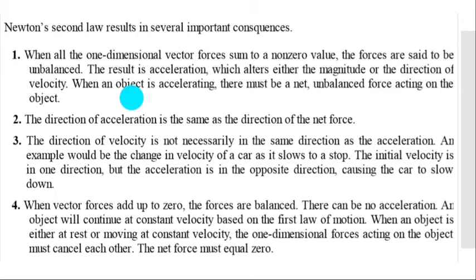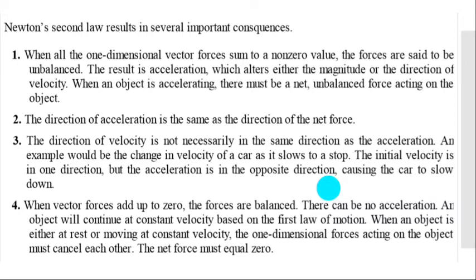How? An example would be the change in velocity of a car as it slows to a stop. So a car is moving forward, or to the right, let's say. A car is moving to the right, but the car is slowing down and the speed is decreasing. So in this case, what happens? The car is still moving to the right, but the speed is decreasing. In this case, the acceleration is in the opposite direction. Okay? The acceleration is in the opposite direction.